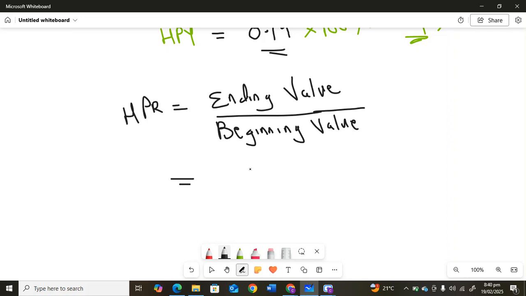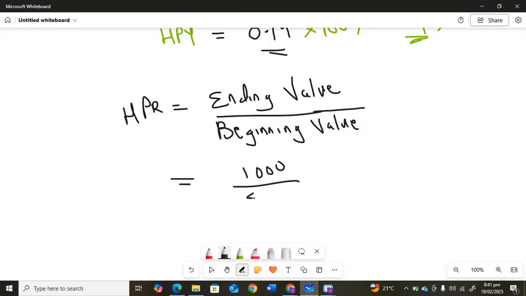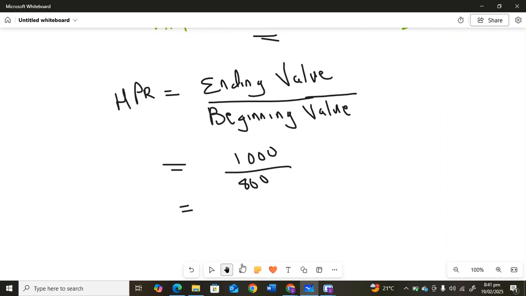That investment is now valued at 1,000. Remember, at the beginning, you commit to an 800 kwacha investment. After 2 years of holding this investment, the investment is worth 1,000. So this 1,000 is the ending value. This 800 is the beginning value. So colleagues, let's get our calculators. 1,000 divided by 800, 1.25.